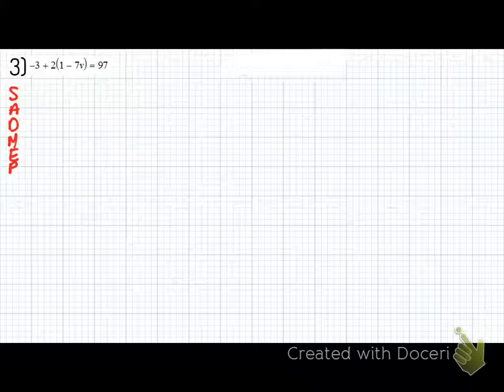So number 3, is this an equation or an inequality? Tell your neighbor. How do you know? Good, equal sign, right? So how many answers will I have? Will I have only one solution or one range of solutions? Good, one solution, excellent. So turn to your neighbors on your table. Describe what strategy you're going to use to solve this.